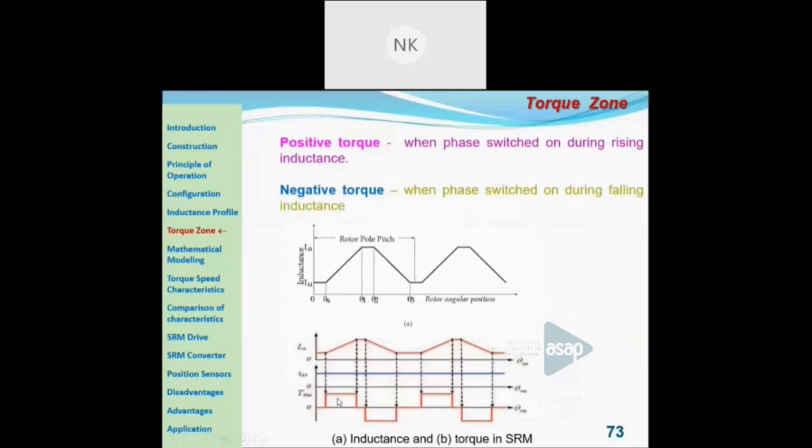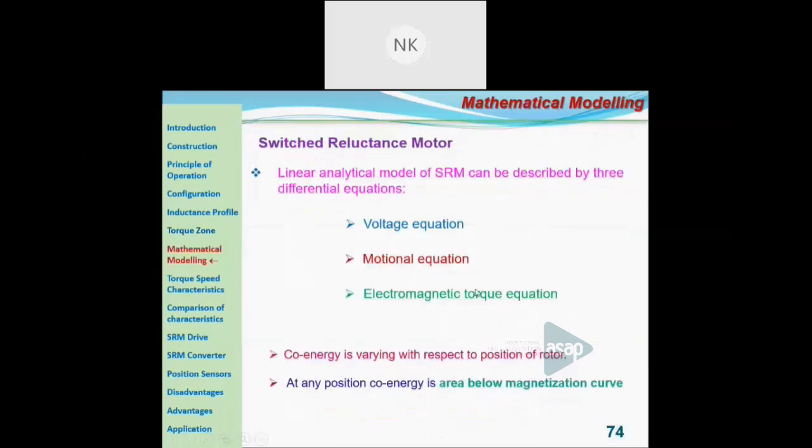When the phase switches on during the rising inductance level, you will get positive torque, and if it switches on during the falling inductance, you will get negative torque. For the switched reluctance motor, you have three equations in the analytical model: the voltage equation, the motional equation, and the electromagnetic torque equation.